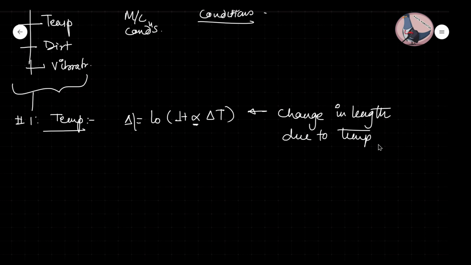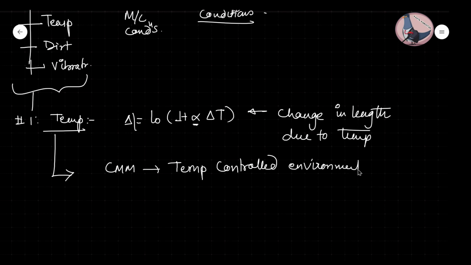Suppose you are doing some measurement in November when the winter is there, and you do the same measurement in summer, the data you obtain will not be very relatable to each other, and there will be some deviation. So to maintain this, proper care has to be taken, and that is that the entire CMM is placed in a temperature controlled environment.